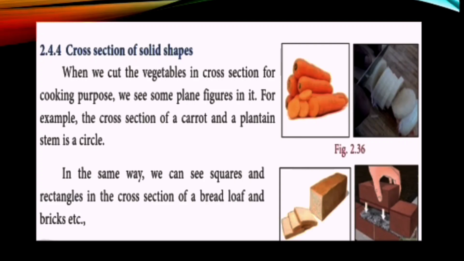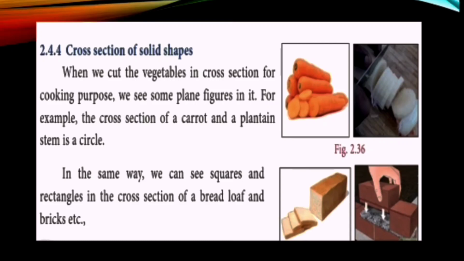Cross section of solid shapes. Cross section means cutting it. When we cut vegetables in cross section, for example carrots, in this picture they have shown us how we are cutting carrots in cross section, and bananas. Then they have given one example of bread also, right? So the cross section of a carrot and a plantain stem is a circle. Plantain stem means thandu, valathandu. Okay, I misunderstood that as banana, but it is a plantain stem.